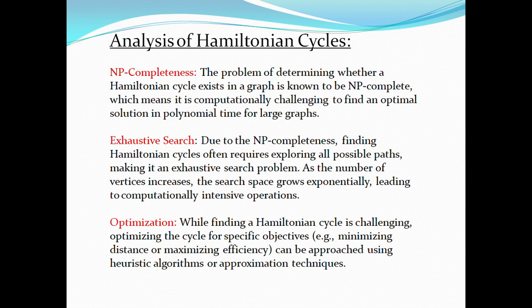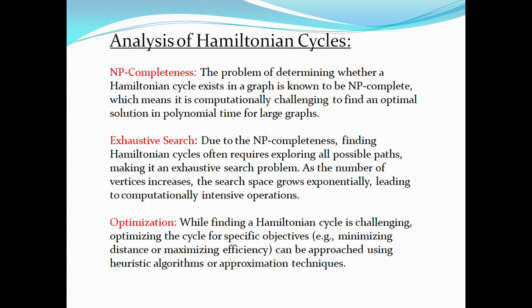Analysis of Hamiltonian cycle. Here the analysis of Hamiltonian cycle is as follows. NP-completeness. The problem of determining whether a Hamiltonian cycle exists in a graph is known as NP-complete, which means it is computationally challenging to find an optimal solution in polynomial time for large graphs. Exhaustive search. Due to NP-completeness, finding the Hamiltonian cycle often requires exploring all possible paths, making it an exhaustive search problem. As the number of vertices increases, the search space grows exponentially, leading to computationally intensive operations.